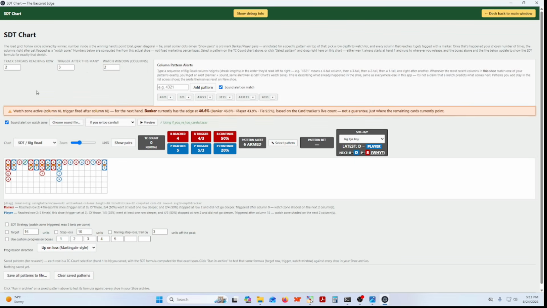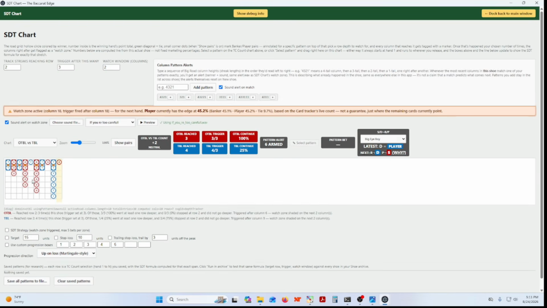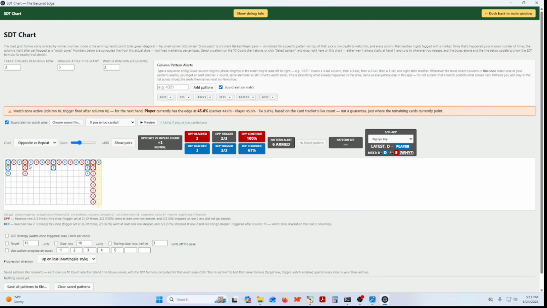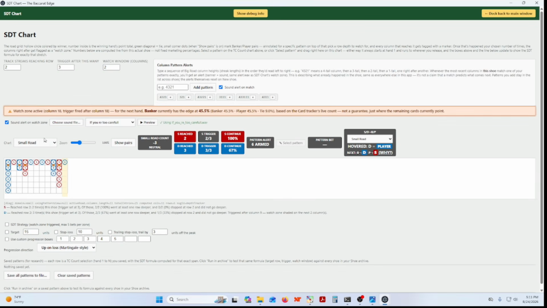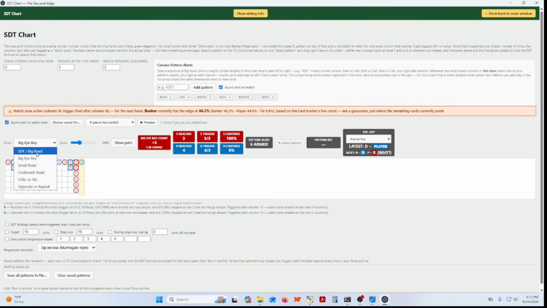I'm going to tell you what these numbers mean. You want to see statistics on the terrible twos. This is the regular player banker chart right here. Notice on this drop down, I can set it to any road that I want. Opposite time before last, there you go. Opposite versus repeat, there you go. Small road, there you go. Big eye boy, there you go.